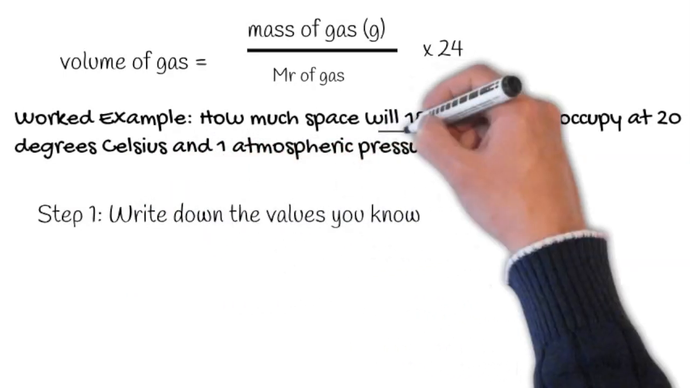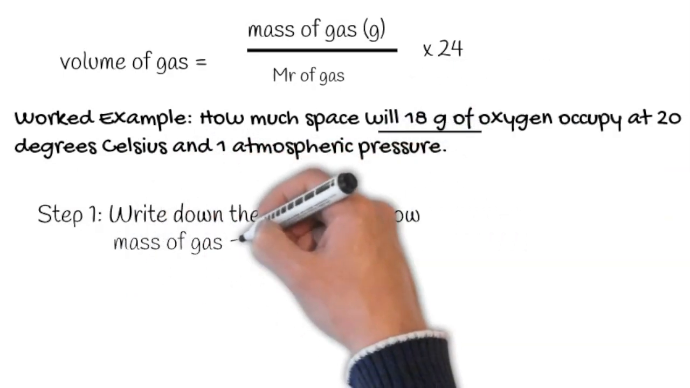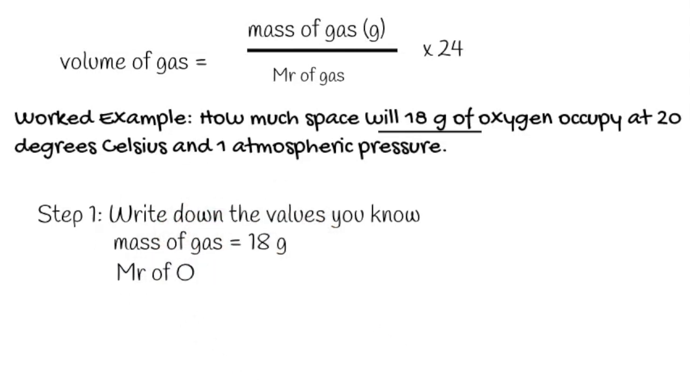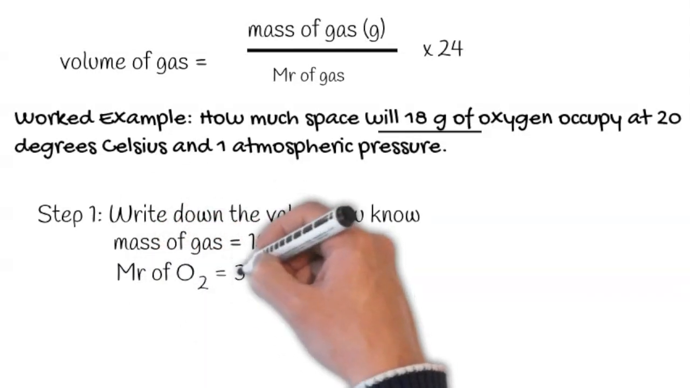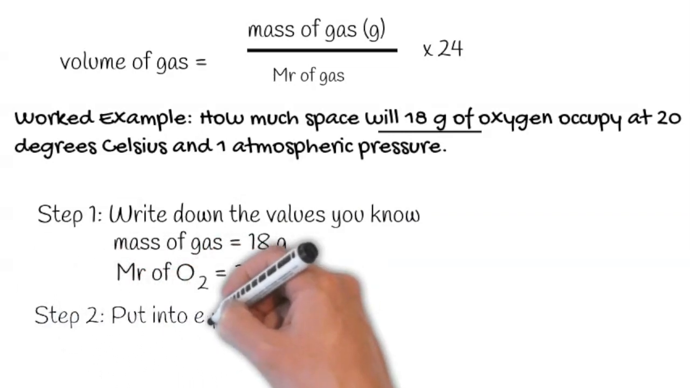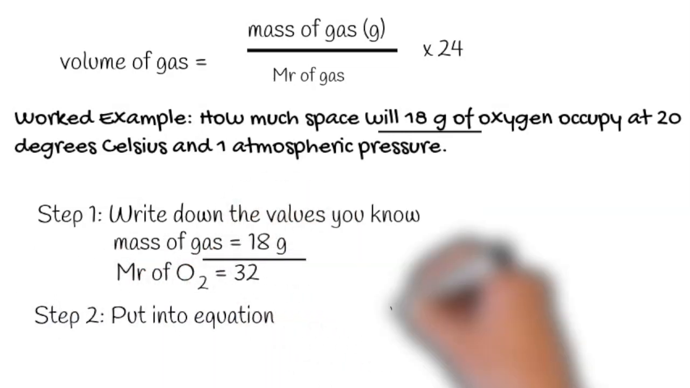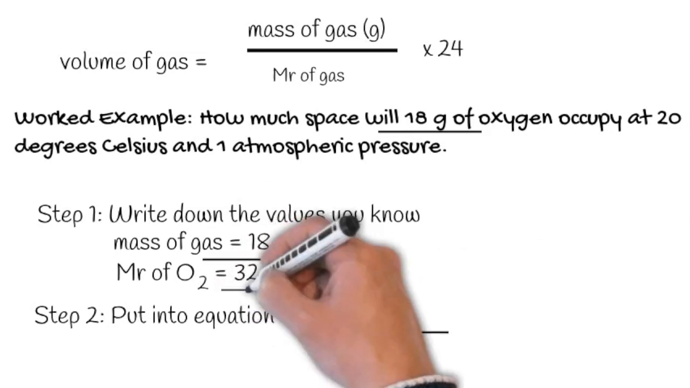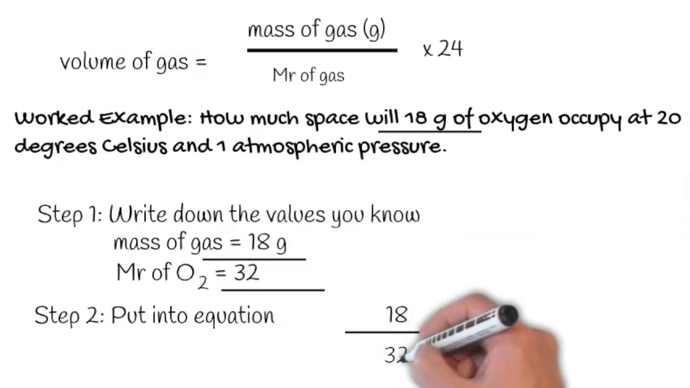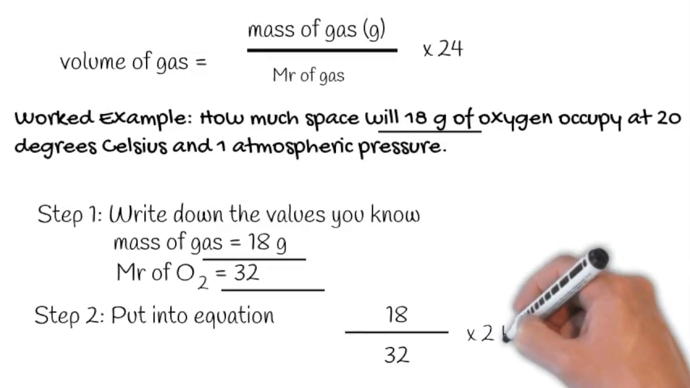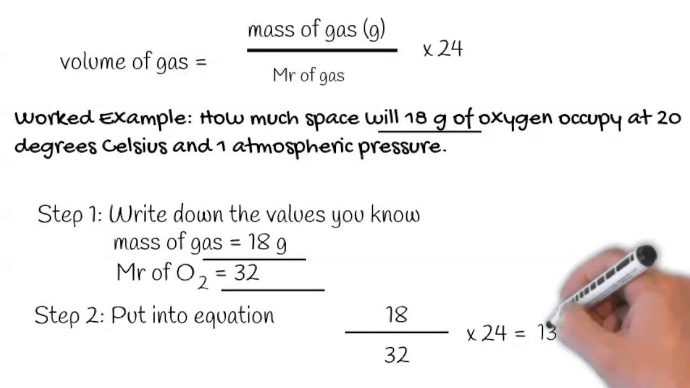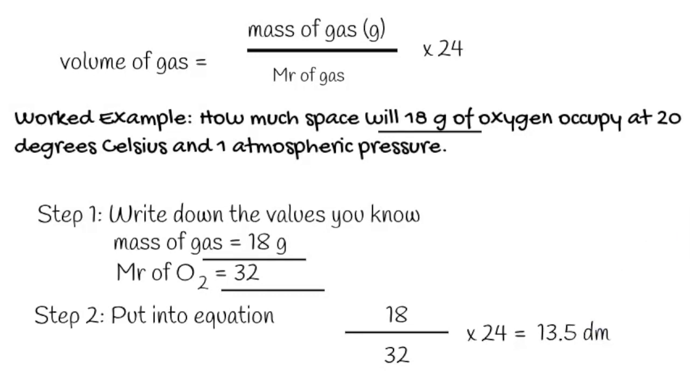Well, in step 1, we need to write down the values that we know. So the mass of the gas is 18 grams. And the Mr of the gas, or O2, if we look on the periodic table, is 32. We then need to put these into our equation. So the volume of gas is 18 divided by the Mr, which is 32, times 24. And if we put these into a calculator, that gives us 13.5 decimeters cubed. So that tells you that 18 grams of oxygen occupies 13.5 decimeters cubed of volume.